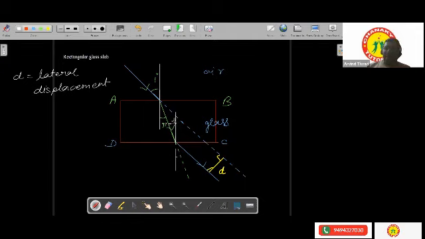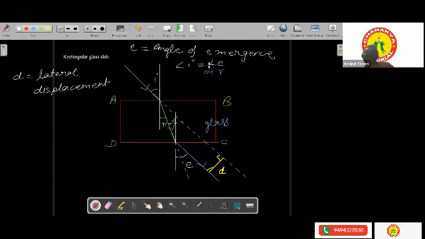And this outer angle with which our final ray comes out is called the angle of emergence. We mark it e, which we call the angle of emergence. And for a glass slab, the angle of incidence is always equal to the angle of emergence. So that is why you will get your incident ray and emergent ray parallel to each other.